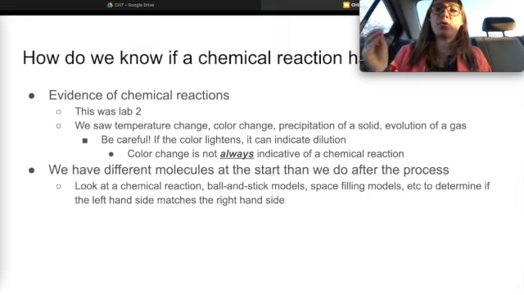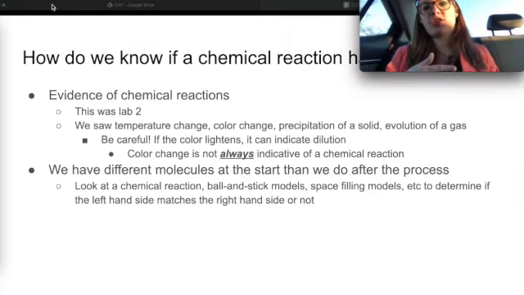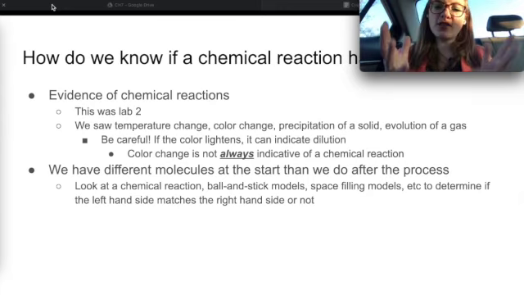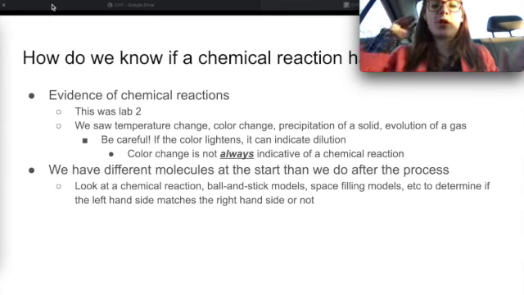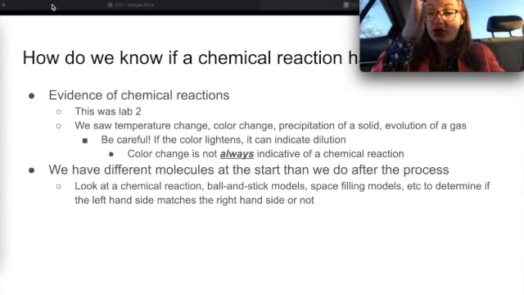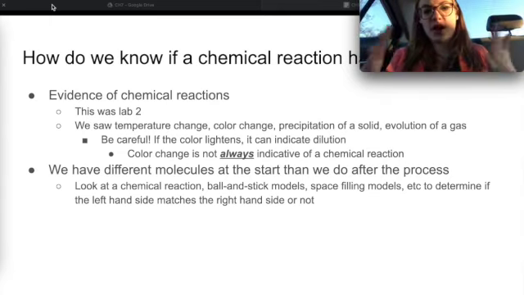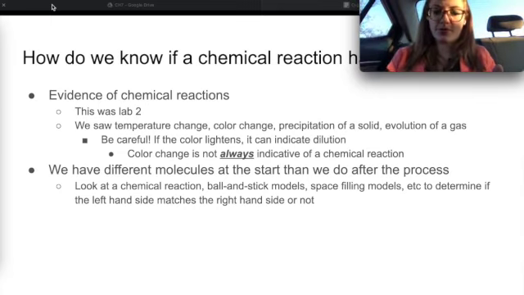So remember again, how do we know? Well, we've got different molecules at the start of the process than we do at the end of the process. And my goal is for you guys to be able to, whether we're looking at the chemical reaction, the chemical equation, the ball and stick model, the space filling model, or a list of atoms, determine if the left-hand side of the chemical equation or the left-hand side of the picture or the start of the reaction matches the right-hand side or not. So my goal is that by the time we've talked about chemical reactions, you can definitely look at something and say, chemical reaction, not a chemical reaction.